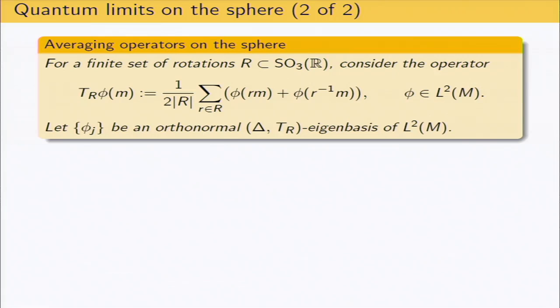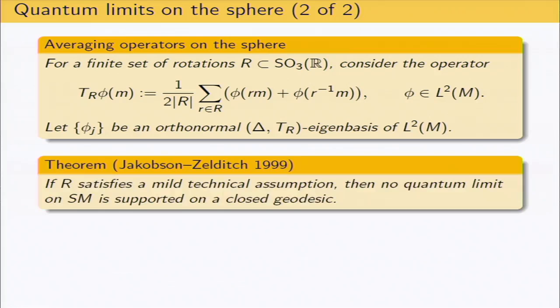Now, such an eigenbasis will have some special features. First, in the same paper, there is this interesting theorem by Jakobson and Zelditch, which says that under a mild technical assumption, no quantum limit is supported on a closed geodesic. So at least you can rule out one of the quantum limits in the standard basis picture.